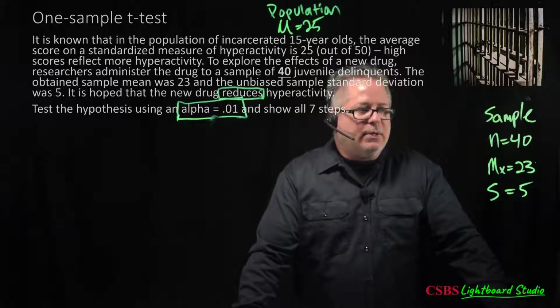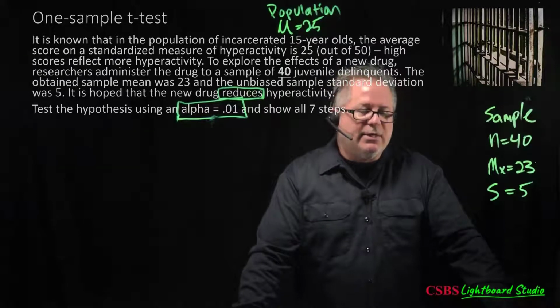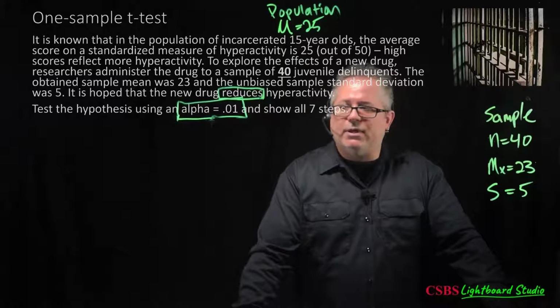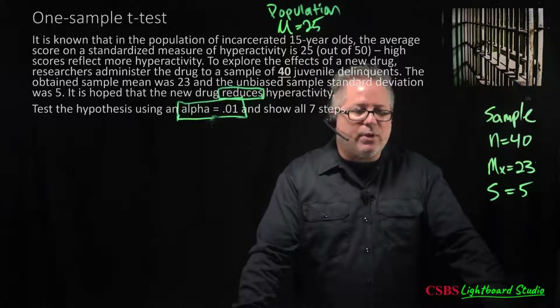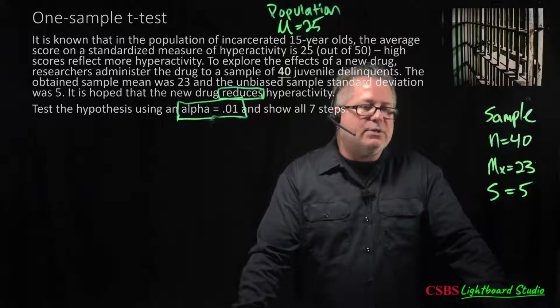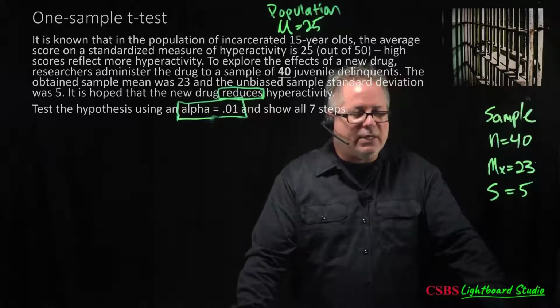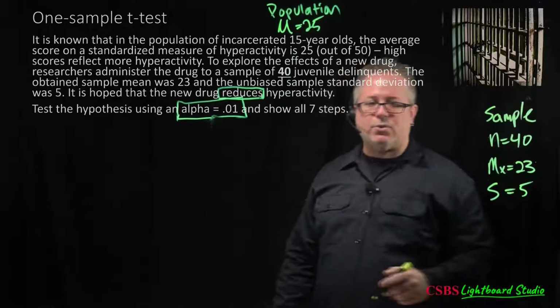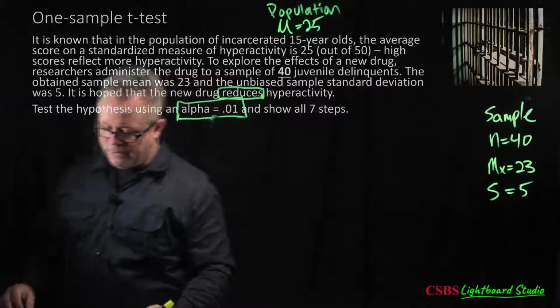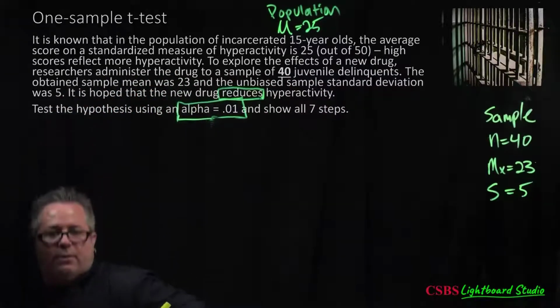The attained sample mean, and so on. So it is hoped that the new drug reduces hyperactivity. So we're testing to see if giving participants this particular drug lowers their hyperactivity. That is indicating a direction, directly pointing to our alternative hypothesis. So let's figure that out.